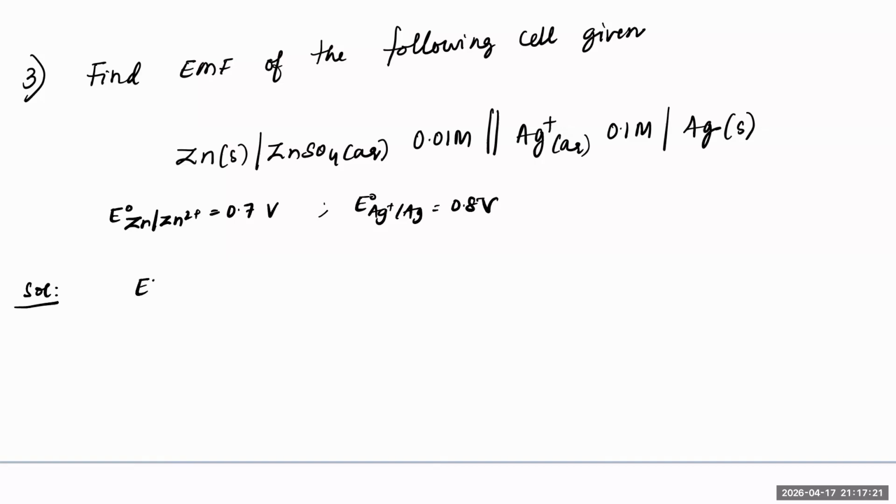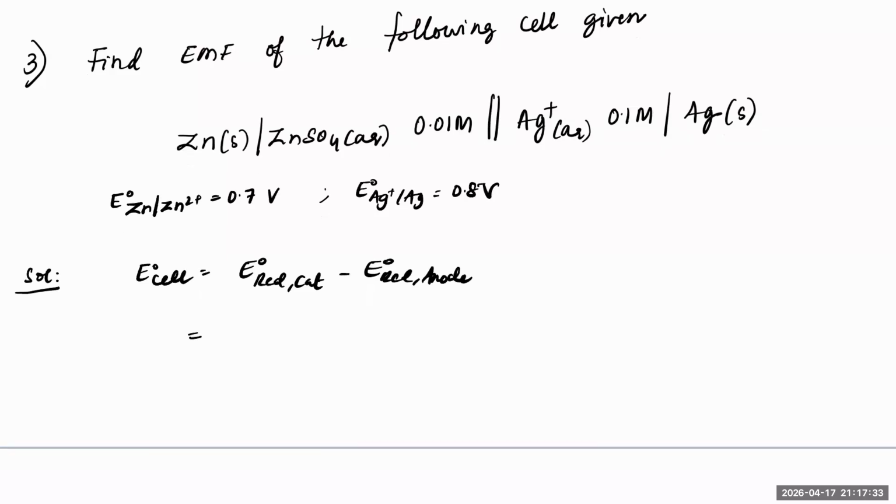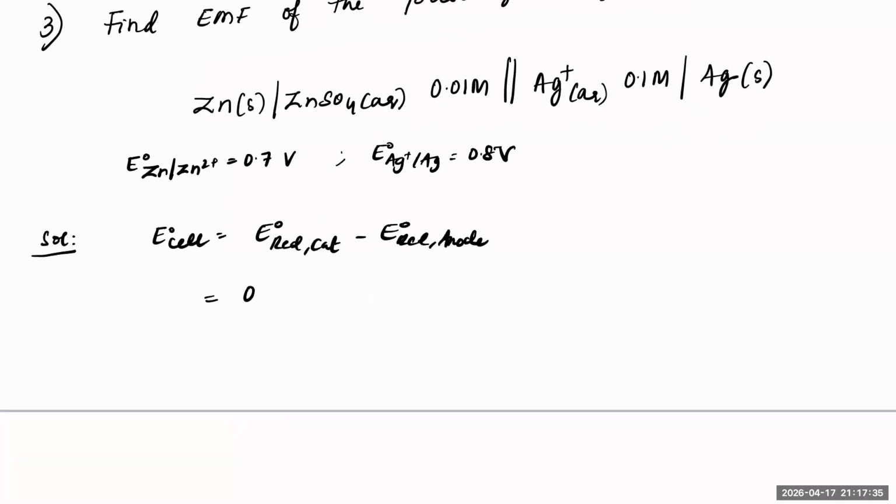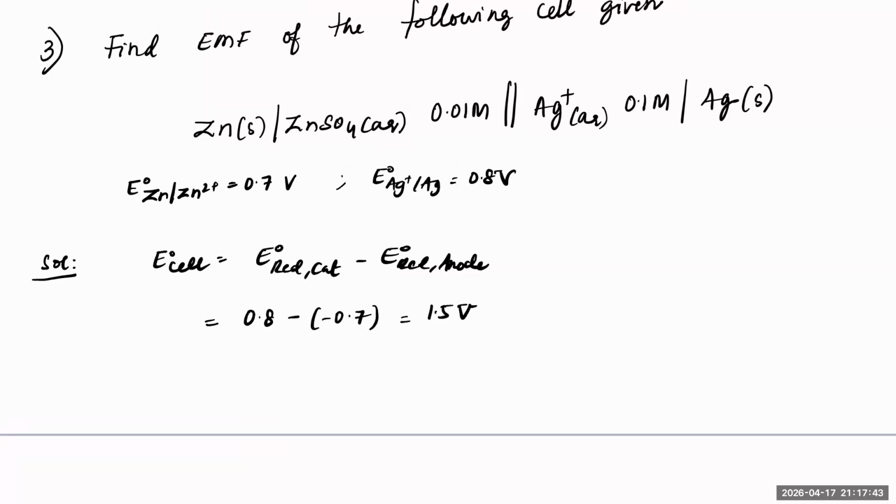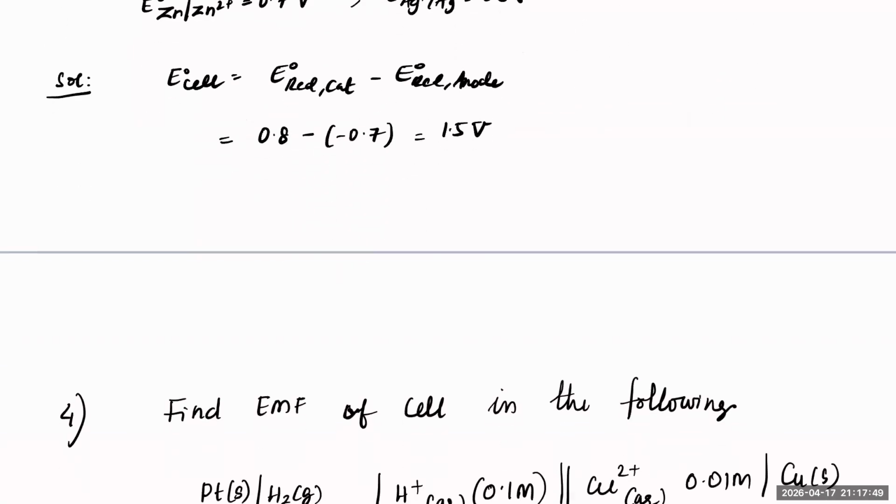So E naught of the cell will be equal to E naught of the reduction potential at cathode minus E naught of the reduction potential at anode, right? Silver is getting reduced, so 0.8 minus of minus 0.7. That makes it 1.5 volts. So for zinc and silver, E naught cell comes out to be 1.5 volts.